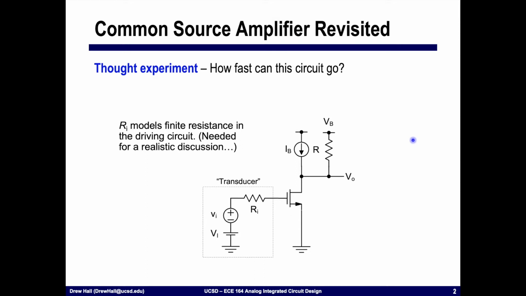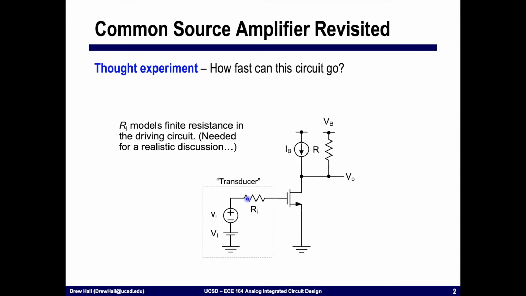And so what I've done here is I've added some finite source impedance. So Ri would be the output impedance of whatever was driving this circuit. The output impedance could be, for example, the impedance of the sensor. It could be the output impedance of the previous stage. But we need this impedance in order to really have a meaningful discussion here.